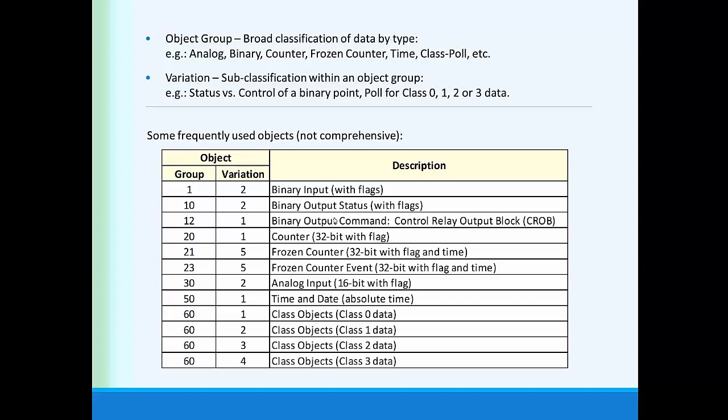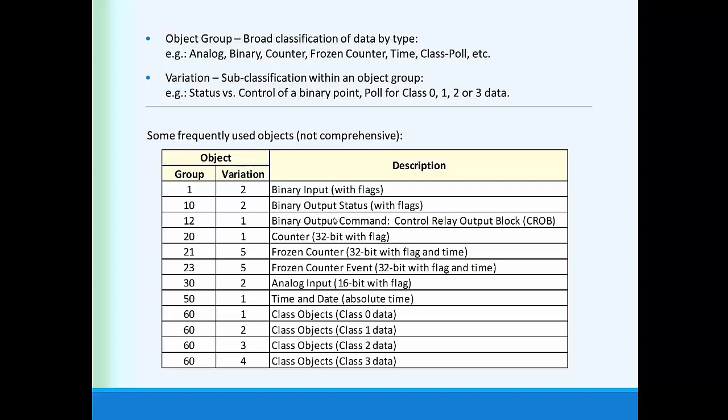So take frequency. Frequency goes up and down, above 60, below 60. If it doesn't go more than a tenth of a hertz above 60 or a tenth of a hertz below 60, I really don't care that it's 60.004 or 60.003. But if it goes above 60.01 or 60.1, then I want to know about it. That's an event. The class 0 poll is a static poll. Class 1, 2, and 3 polls are event polls.